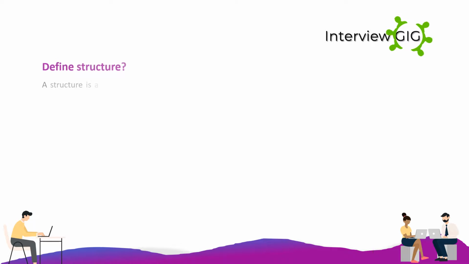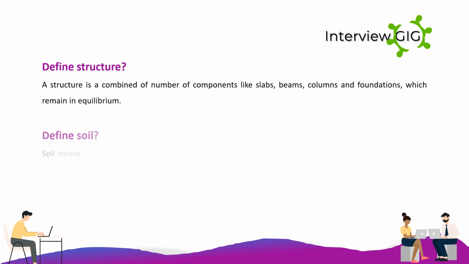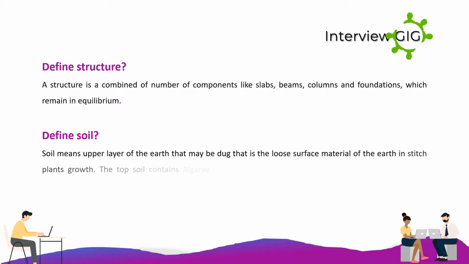Define structure. A structure is a combination of a number of components like slabs, beams, columns and foundations, which remain in equilibrium. Define soil. Soil means the upper layer of the earth that may be dug, that is the loose surface material of the earth in which plants grow.